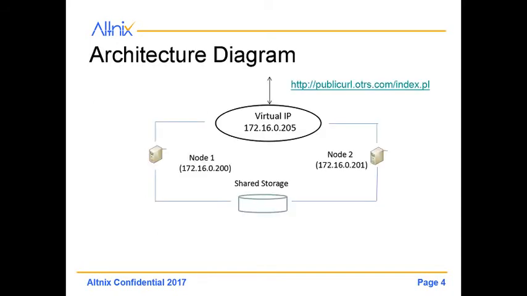So what we did was to have an architecture which has two nodes, node 1 and node 2. The physical IP is going to be .200 for node 1 and .201 for node 2. The virtual IP, which is going to be the application URL, is going to be .205. This is what is visible to the end user, and this is pretty much a virtual IP. The two nodes are tied to a shared storage which facilitates your HA architecture design.